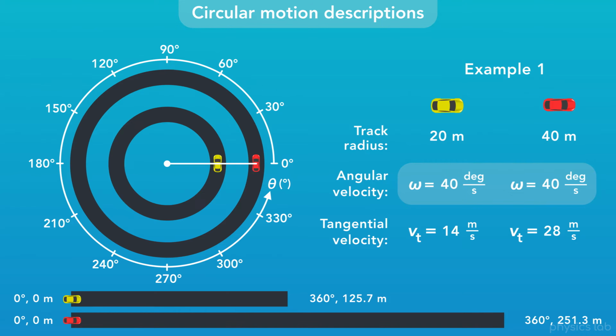The red car is on a track with a bigger radius, so its circumference is bigger and the road is longer. If both cars travel one revolution in the same amount of time, and the red car covers more distance, then the red car has a greater tangential velocity.